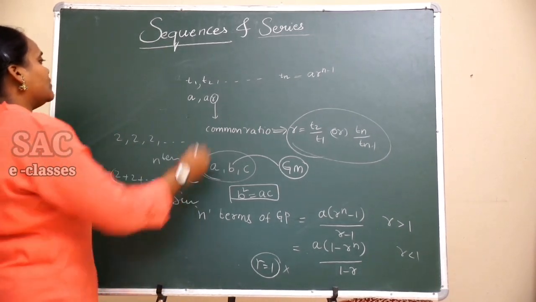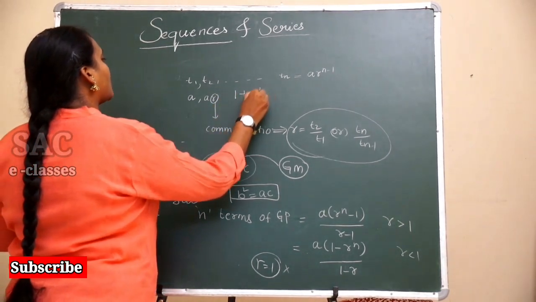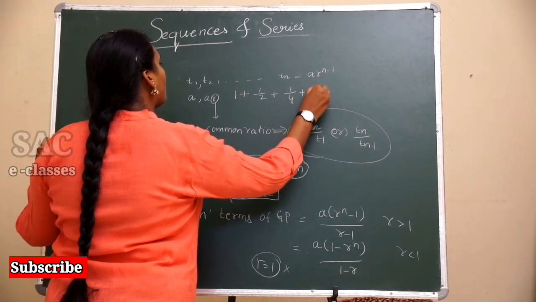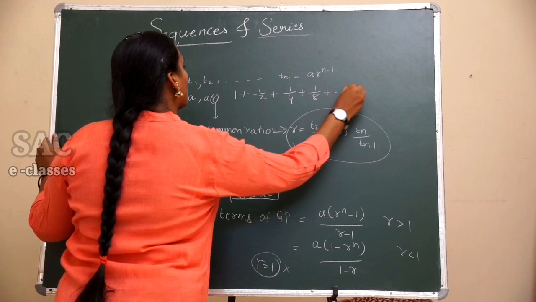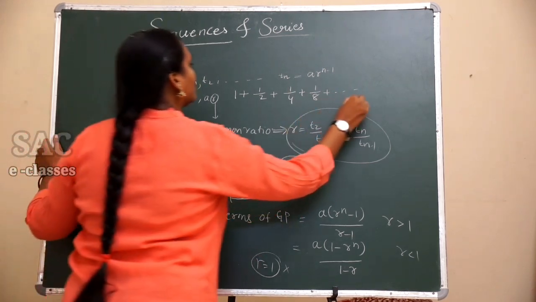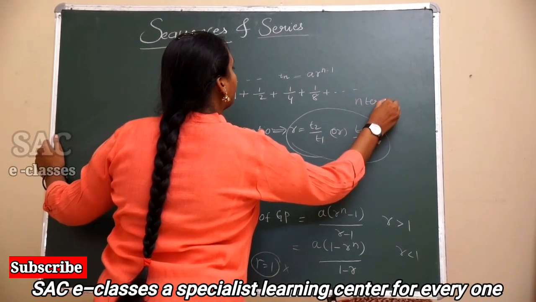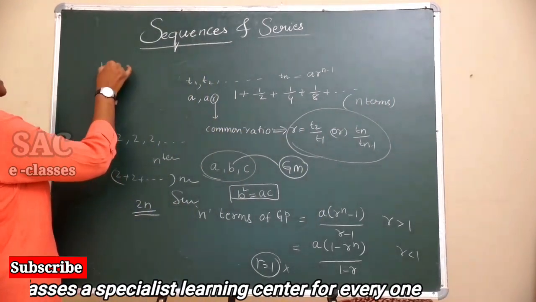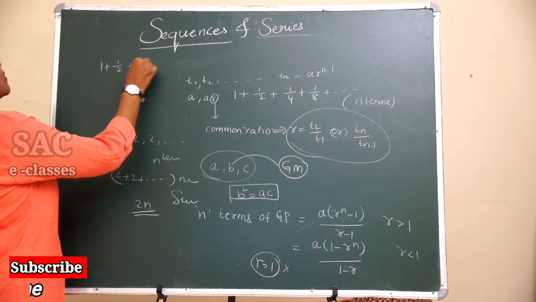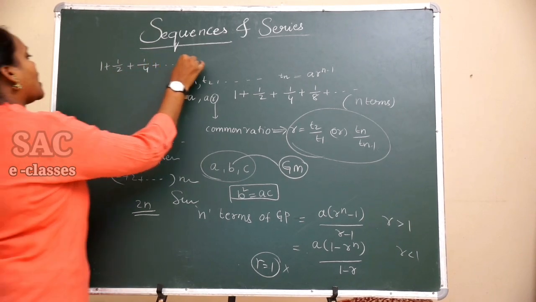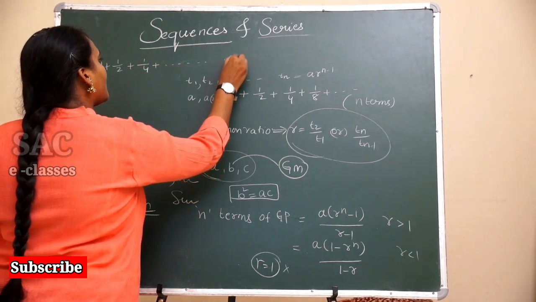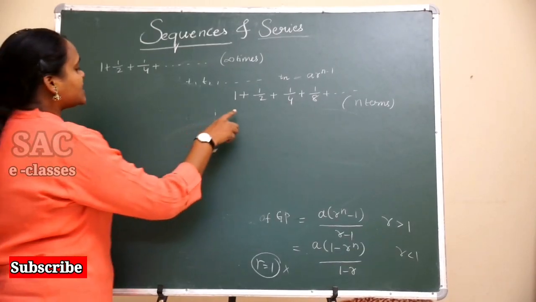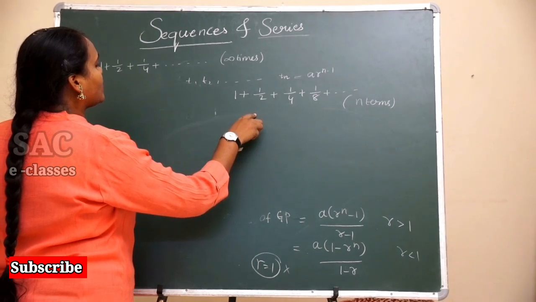For example, 1 plus 1 by 2 plus 1 by 4 plus 1 by 8 plus and so on for n terms. Same problem, 1 plus 1 by 2 plus 1 by 4 plus and so on for an infinite number of times. Now I want to find out the sum of the n terms of this GP.